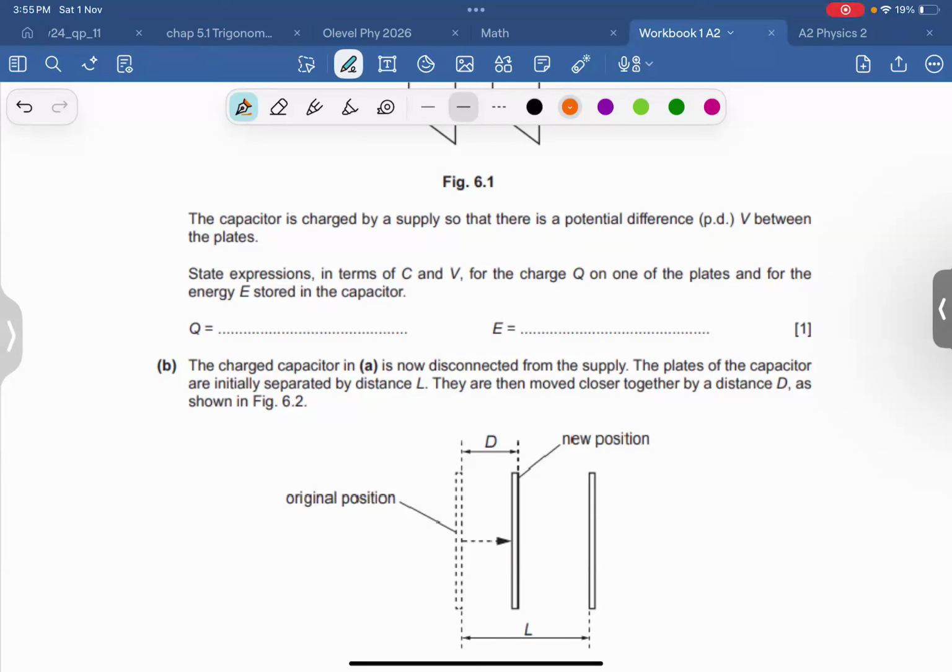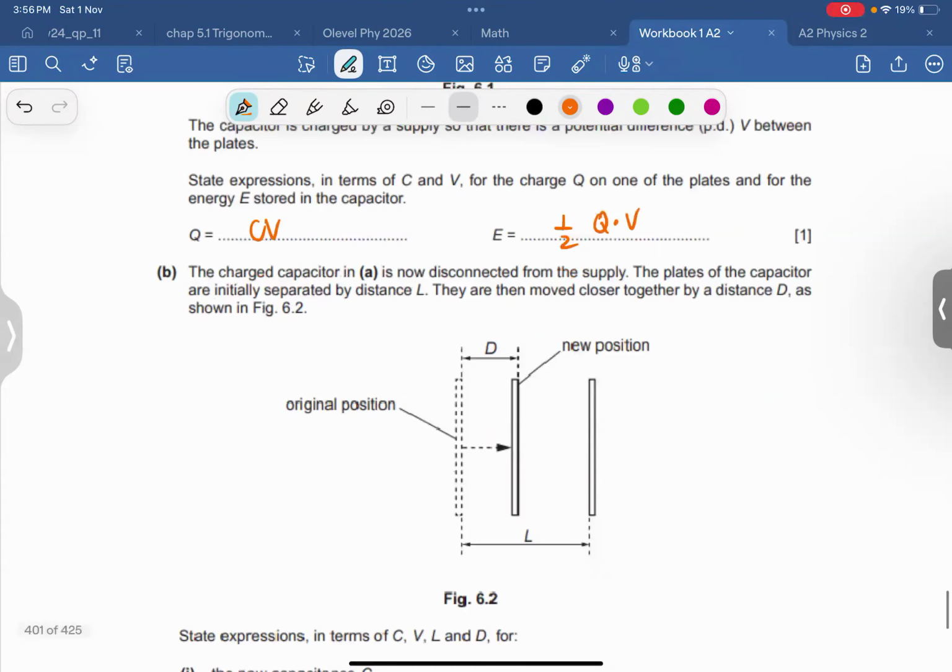So you can say that Q is equal to CV, and 1/2 Q into V, or 1/2 CV squared, or Q into V. These are the two possible formulas. You can rearrange it to any form.